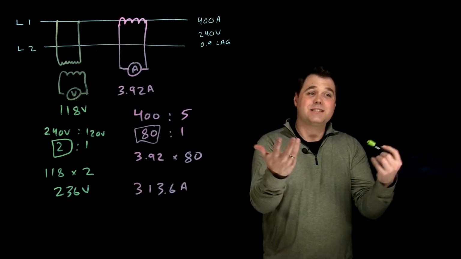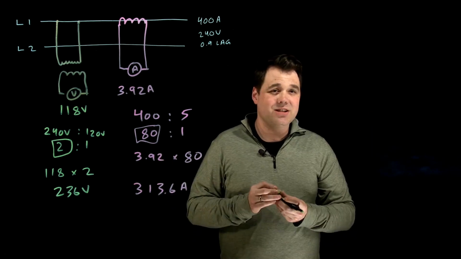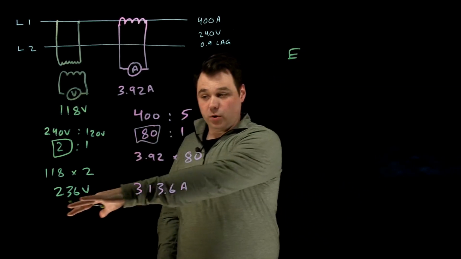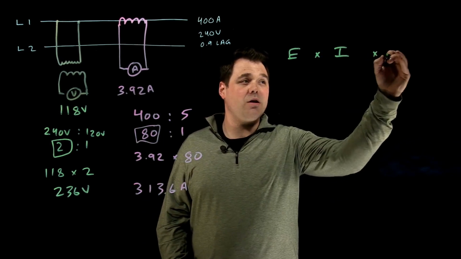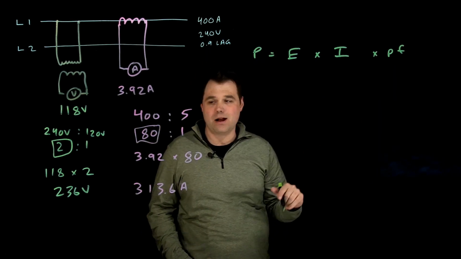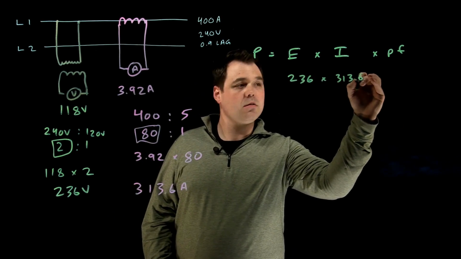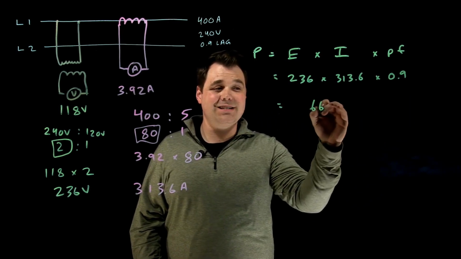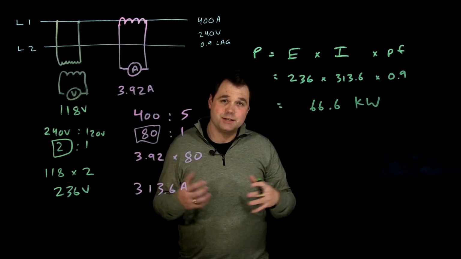But now, I said we were going to calculate my true power, or my watts, in this circuit. Well, that's just the calculation that we always do, right? We are going to take our voltage times our current, and in this case there is a power factor, so we are going to multiply by our power factor because that is how I would calculate true power. So 236 times 313.6 times 0.9, in this case I would get about 66.6 kilowatts would be my true power for the circuit.